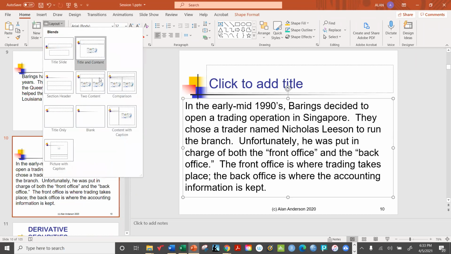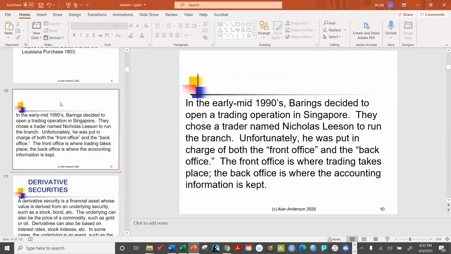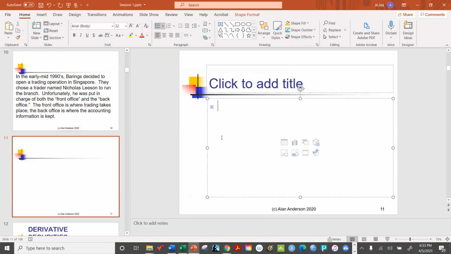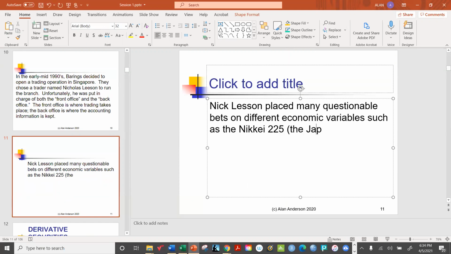The guy was not very good at trading. I don't even remember why they picked him to do this. Maybe he's the only one who was willing to go. But unfortunately for Nick Leeson, he placed many questionable bets on different economic variables, such as the Japanese stock market index, called the Nikkei 225, the main Japanese stock market index.